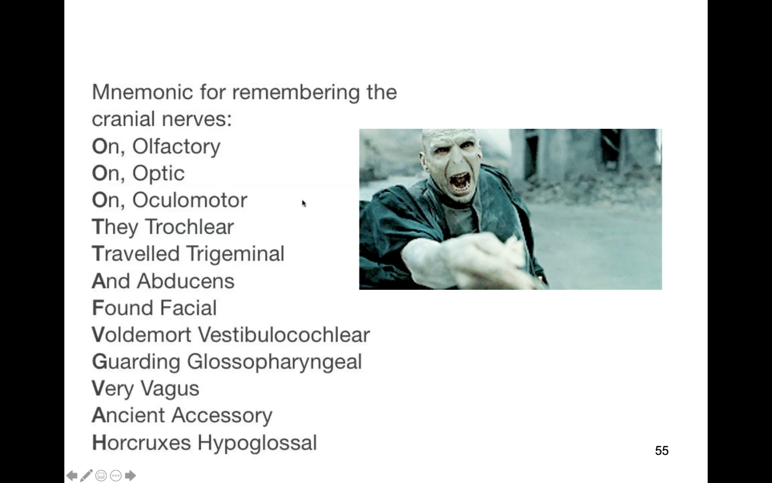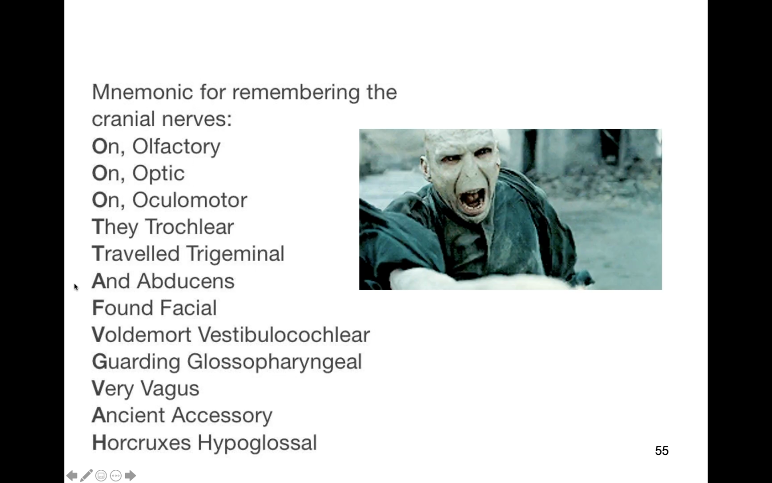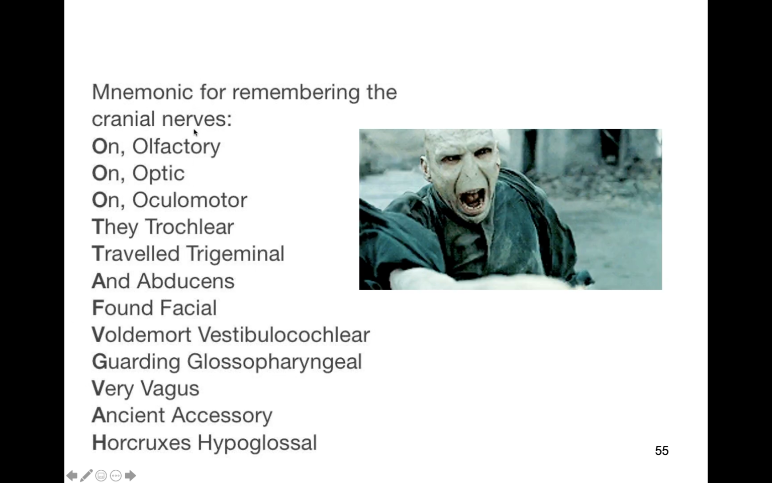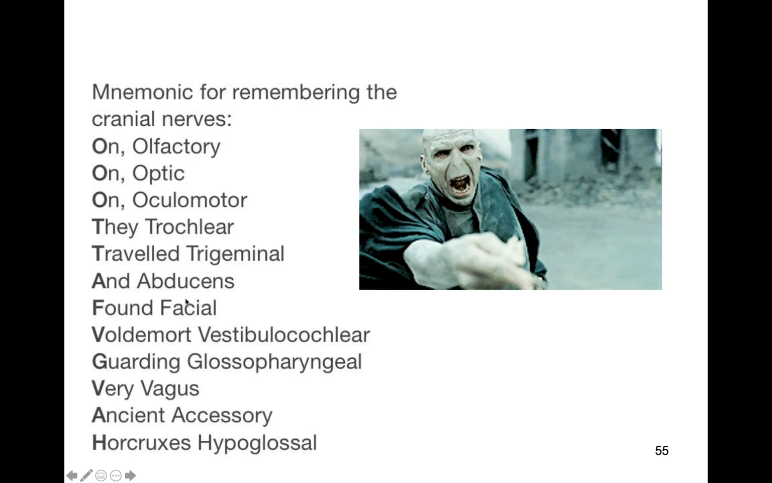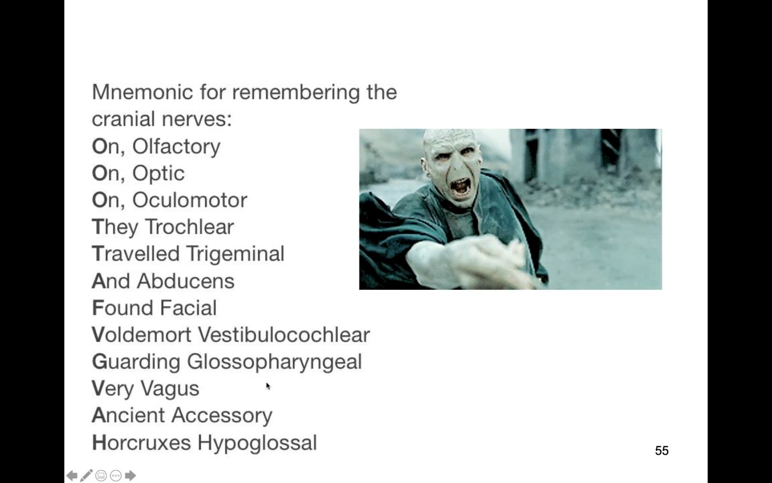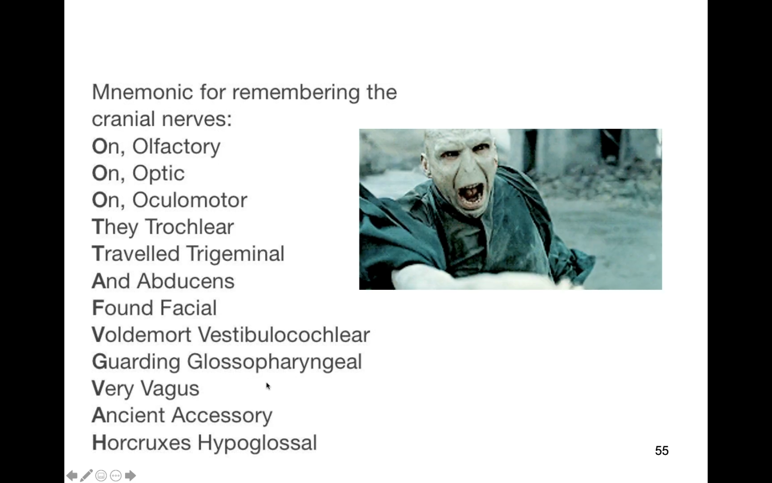This is the acronym that you can use to memorize these 12 cranial nerves. Again, you have to know the name of the cranial nerve, and you have to know the Roman numeral of the cranial nerve in order to get full credit. So that's it for the brain chapter. Next chapter is going to cover the autonomic nervous system.